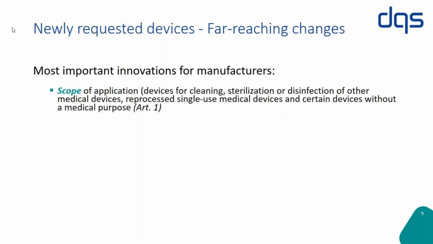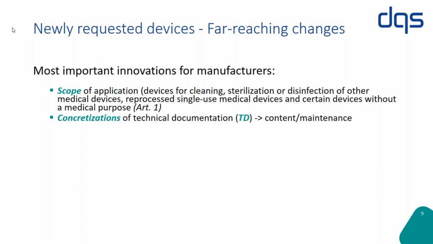First of all, we have the scope of the application. So at the very beginning, Article 1 defines nowadays also devices for cleaning, sterilization, disinfection, as well as reusable medical devices and also medical devices without a medical purpose. As an example, we are talking about lenses which have been colored.